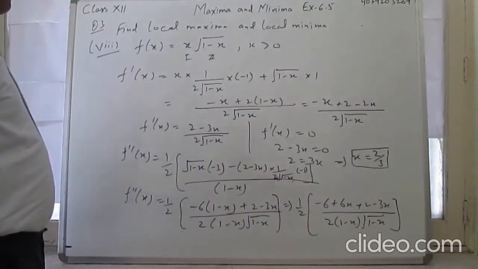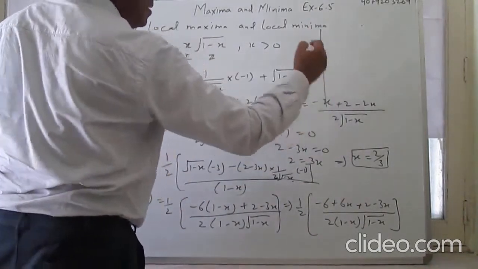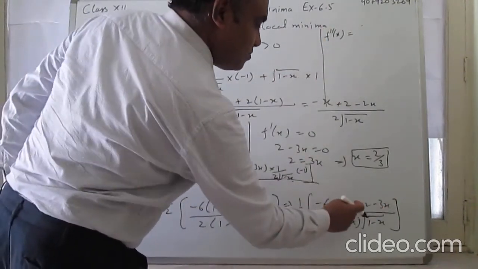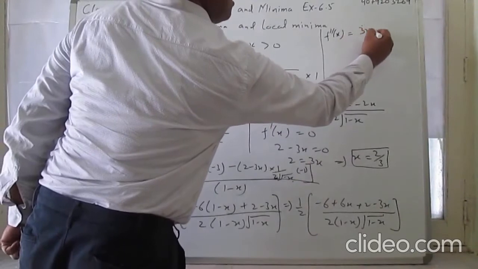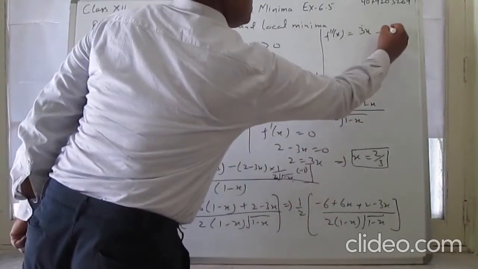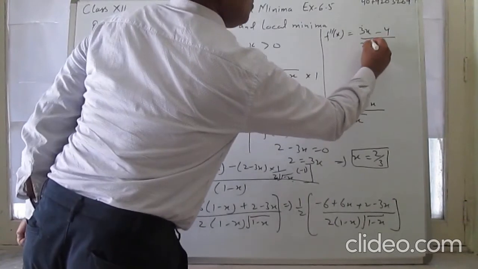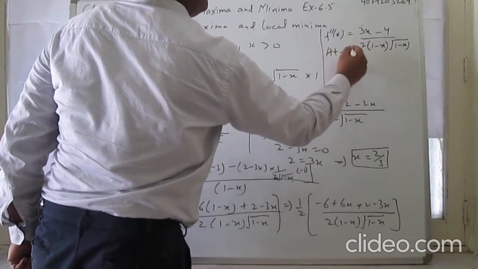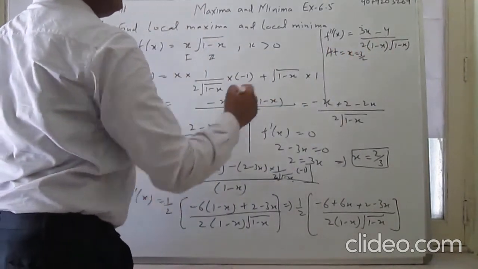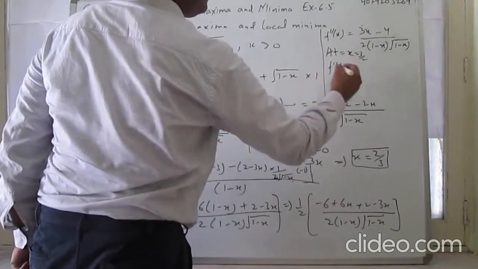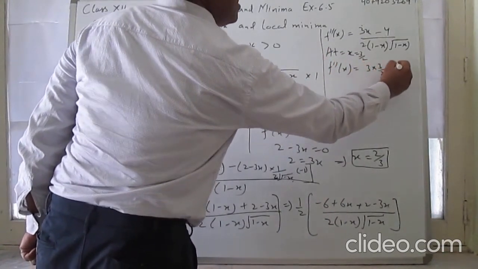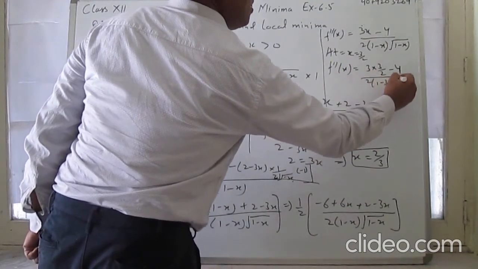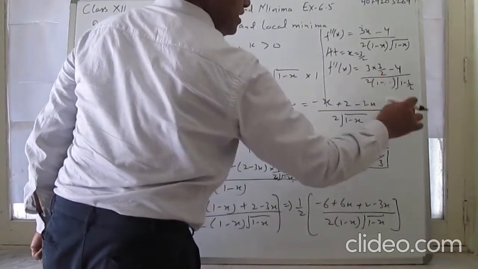So the final value becomes, I can write here, f double dash x is equal to 6x minus 3x, so 3x minus 4 minus 6 plus 2 is 4. It is 2(1 minus x) under root 1 minus x. Now let us check the sign at x is equal to 3 by 2. f double dash x is equal to 3 into 3 by 2 minus 4 upon 2(1 minus 3 by 2) under root 1 minus 1 minus, it is 2 by 3.